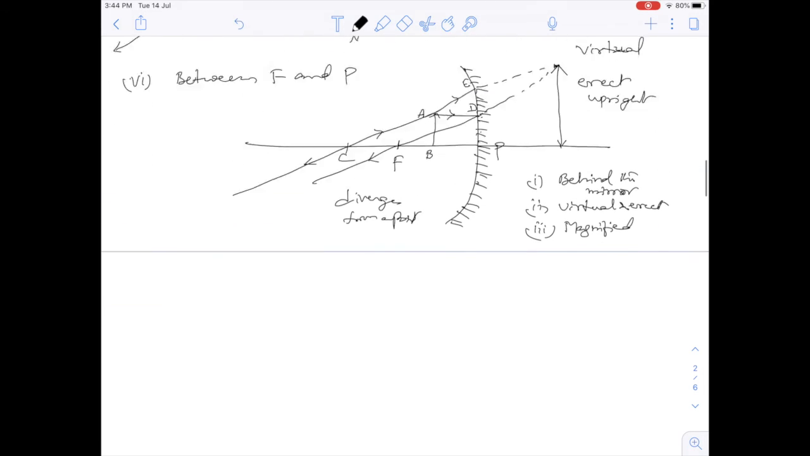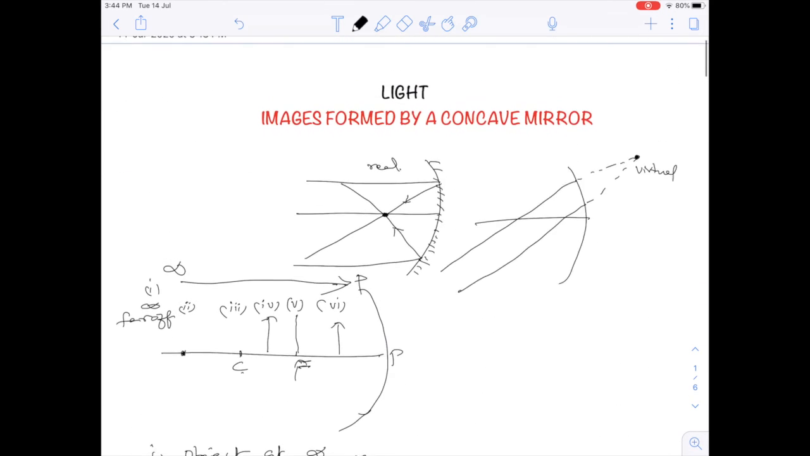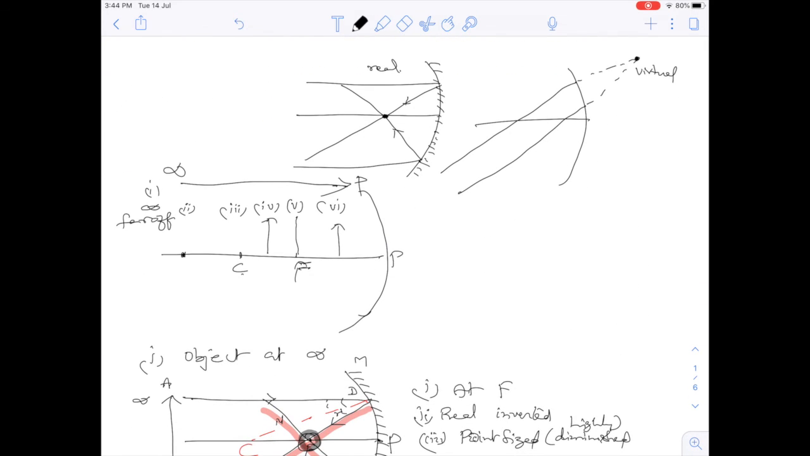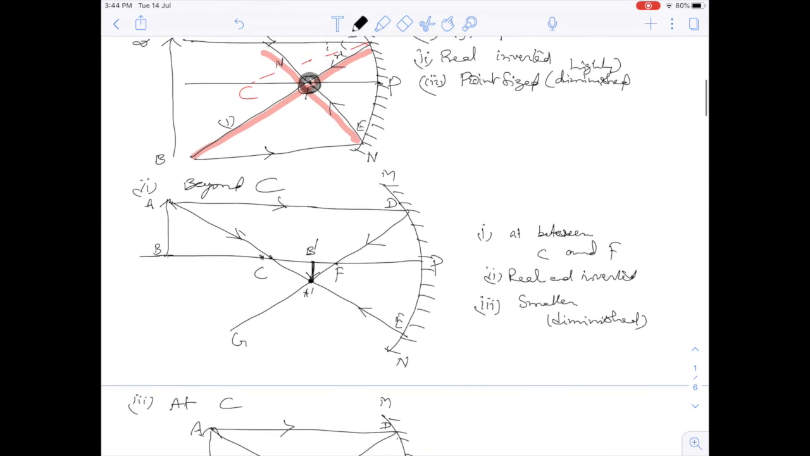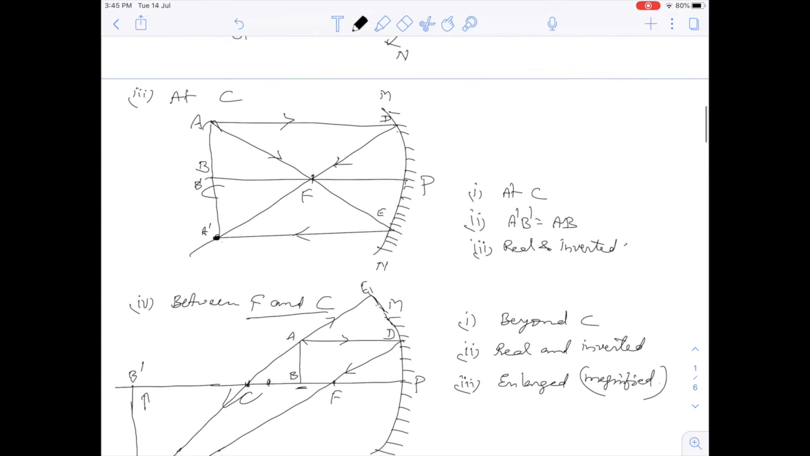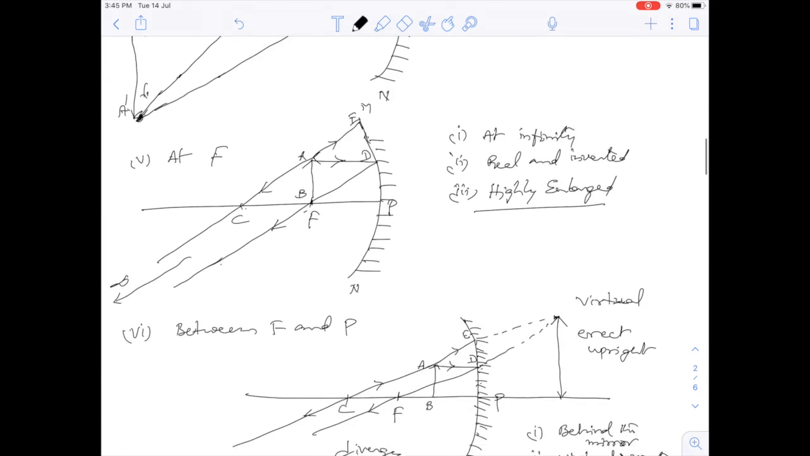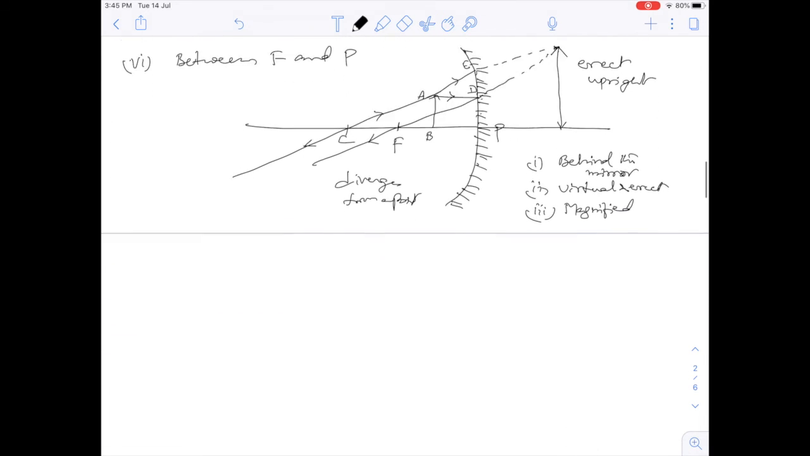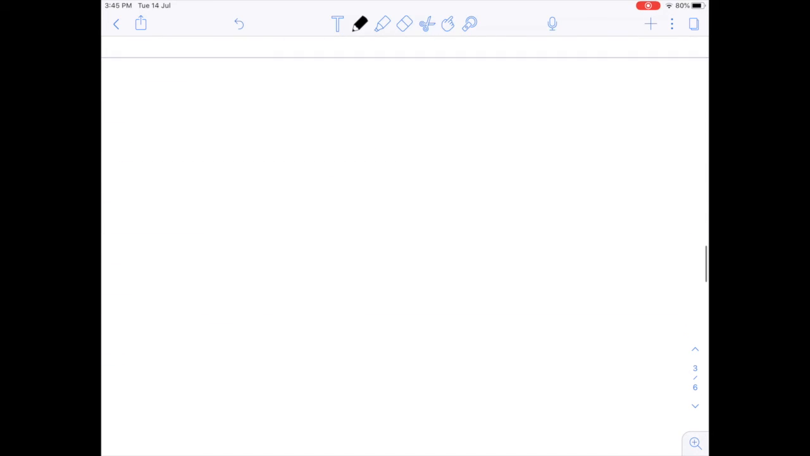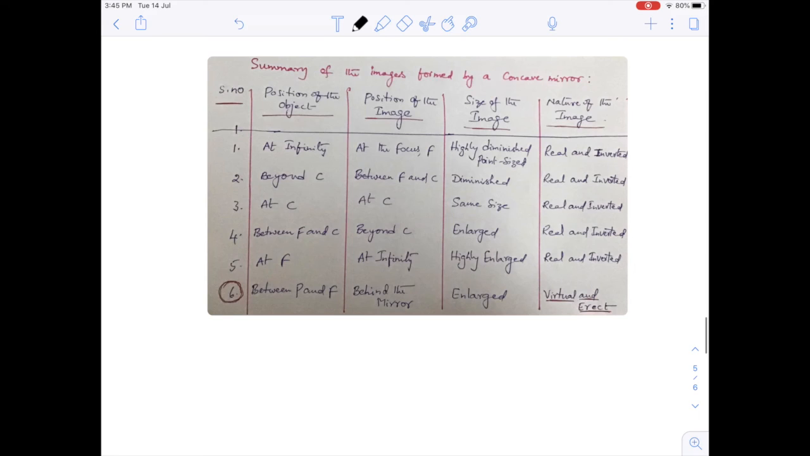Now we have seen, what did we start with? We have seen all these positions: infinity, beyond C, at C, between C and F, at F, and then between F and P. Now we have seen that image positions are moving through F, and then between C and F, and at C, and beyond C, and at infinity, and then it is behind the mirror. So to conclude, look at this.